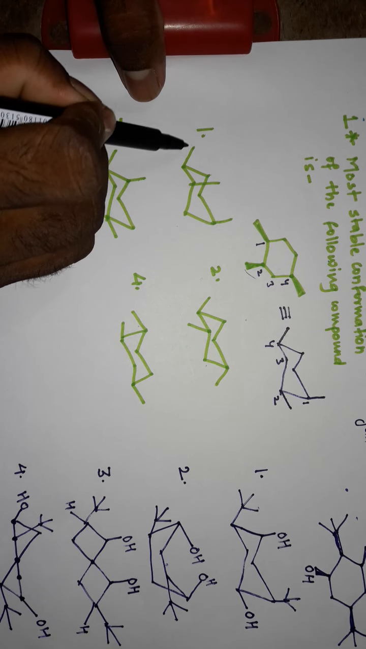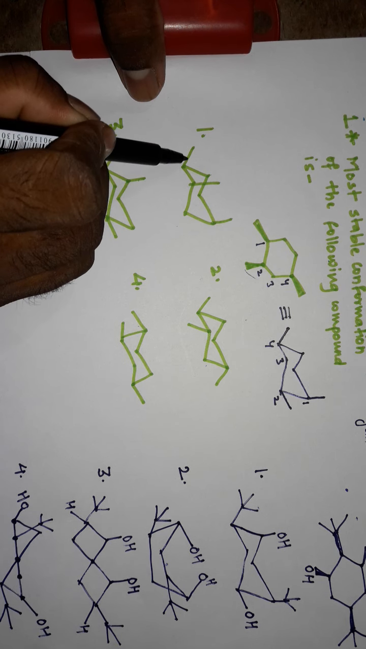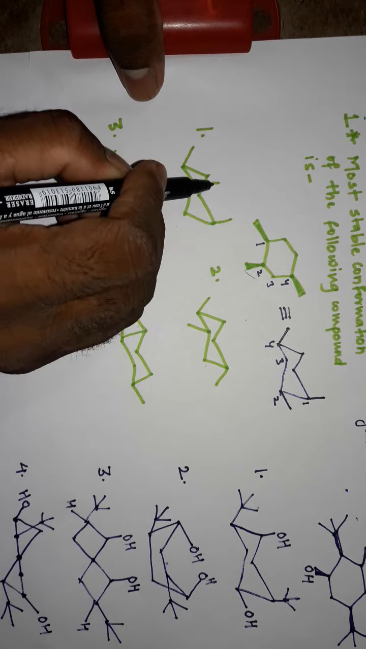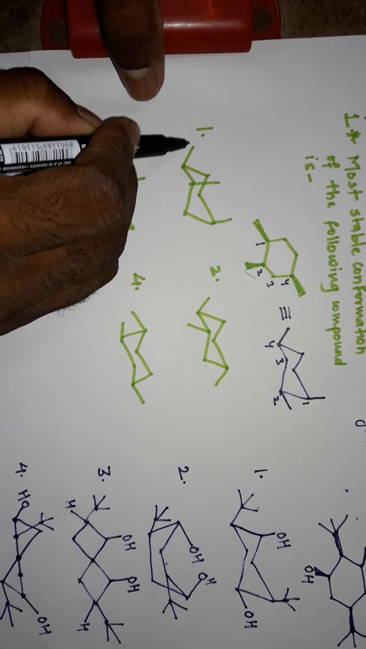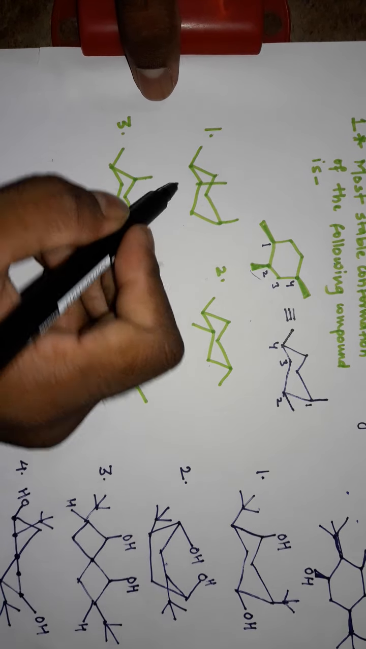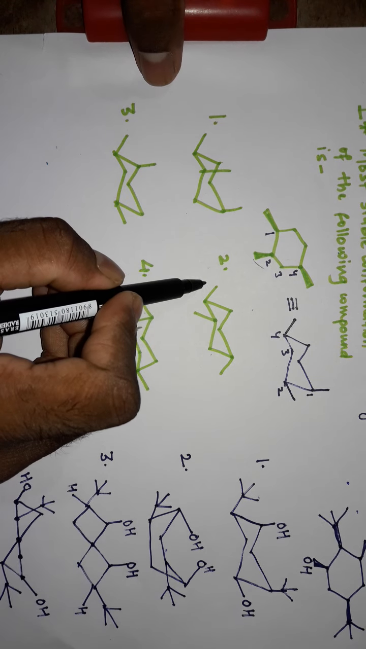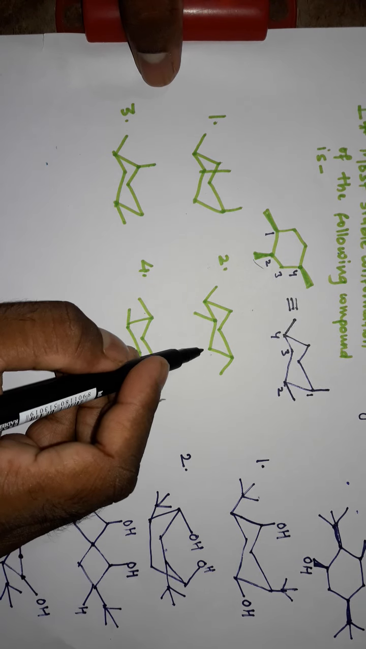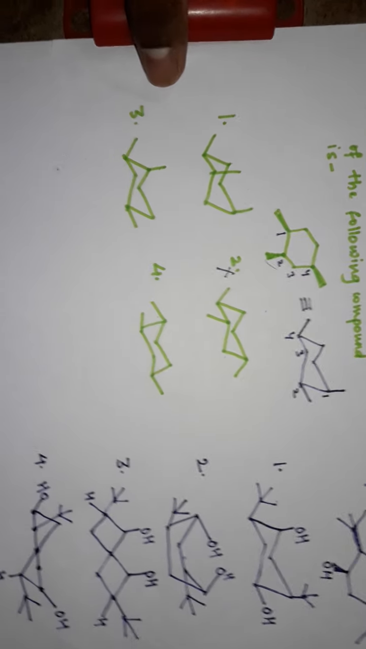So the first one: there are 2 bonds at axial position and 1 bond at equatorial, and all 3 are above the plane. So this might be the option. Now in the second option, this is above, and this is below and this is below, we cannot put it like that, so this option is removed.